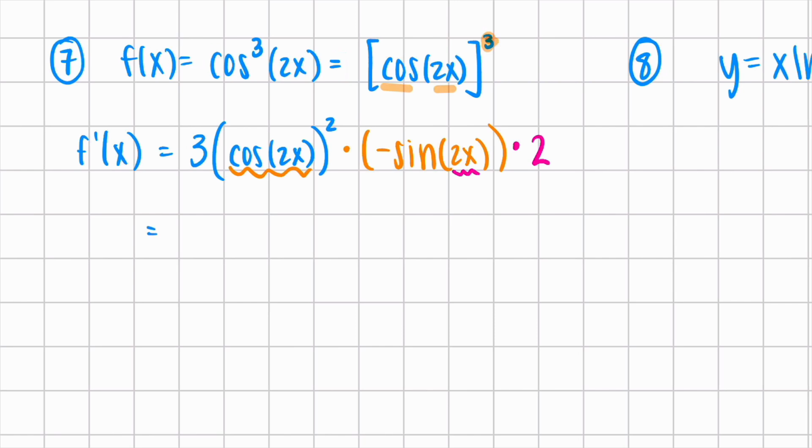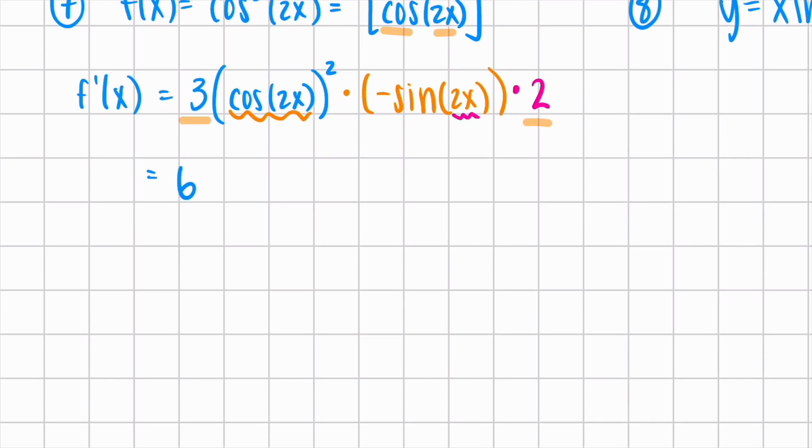Simplify. I'm just going to simplify. 3 times 2 is 6, and I'm going to say negative 6 because of our negative. I have negative 6 cosine squared 2x times sine of 2x.